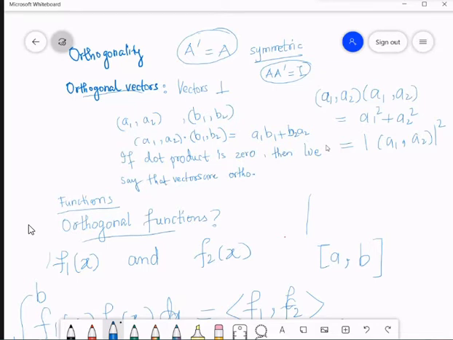Similarly, here also, when I take this expression, if I take the inner product of f with f itself, then I'll get the length square of that particular function. And the length is called the norm over here. We call it the norm.